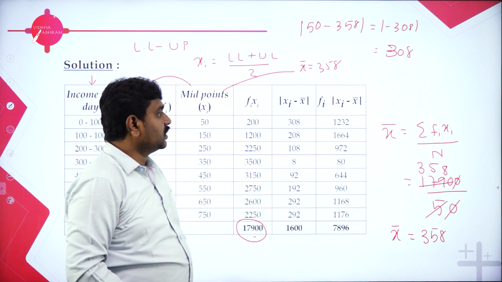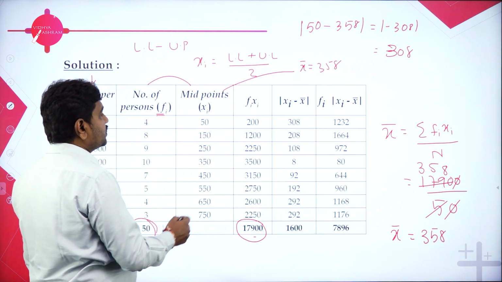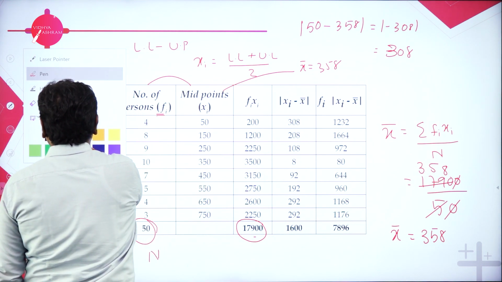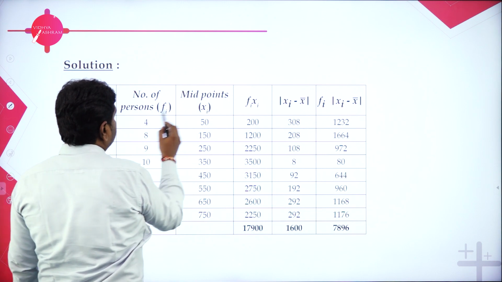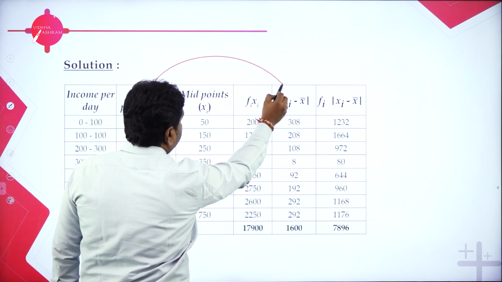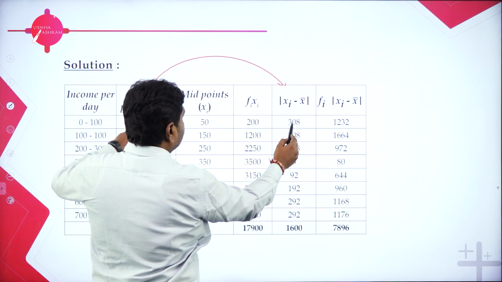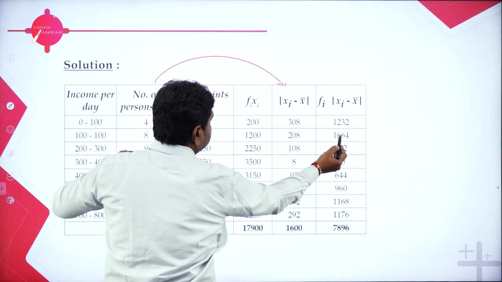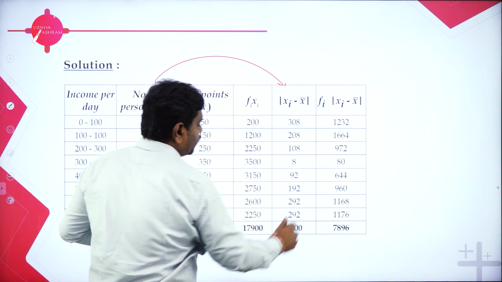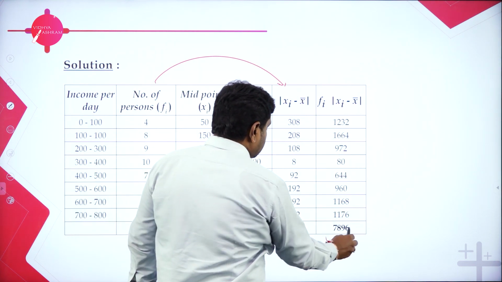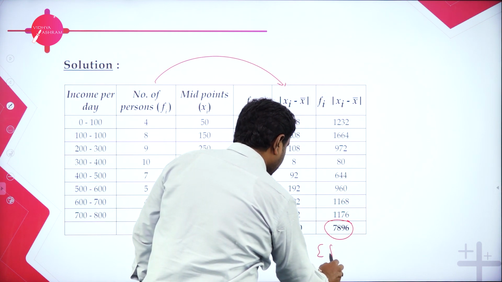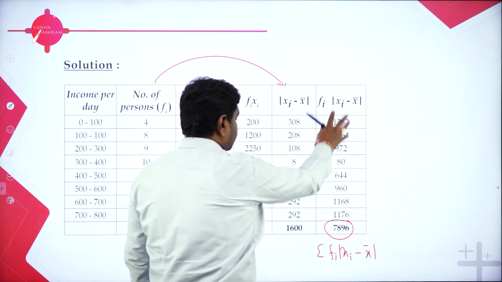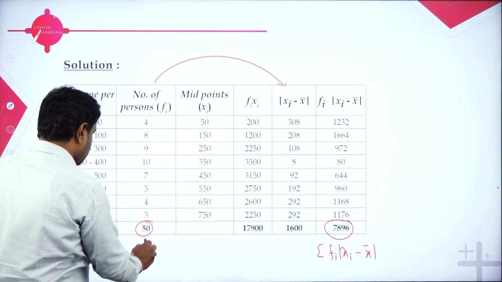This is the column. Then fi into modulus of xi minus x bar. So now you do multiplication of these two. Fi into this. So frequency 4 into 308, 1232. 4 into 208, 1664. So you fill this column. Now add all. This is called sigma fi modulus of xi minus x bar. Sum of this. And we have n.